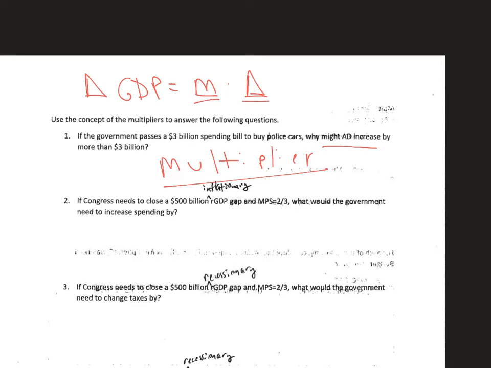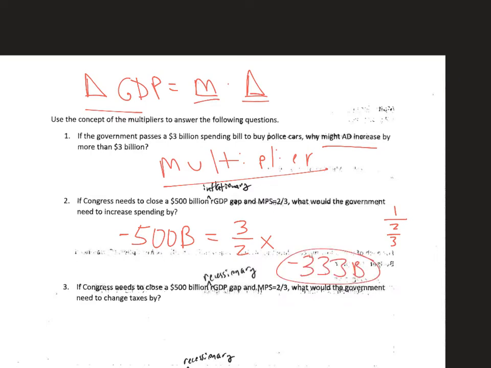If Congress needs to close a $500 billion inflationary gap, so we want to decrease GDP, that side of the equation, by $500 billion, the MPS is 2/3, what would the government need to increase spending by? So the spending multiplier would be 1 over 2/3, because that's the MPS. So then that would be 3/2 x, and this is spending. I don't want to use my calculator. I'm pretty sure it's negative 333, because then 3/2 times 3 would be 9/2. Yeah. So we want to decrease, and again, this is decrease spending by.